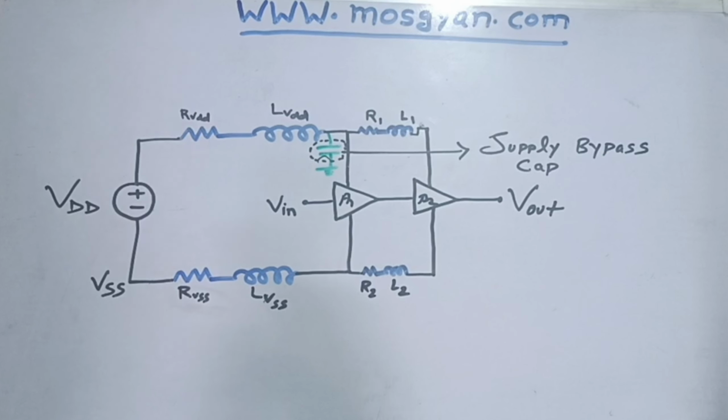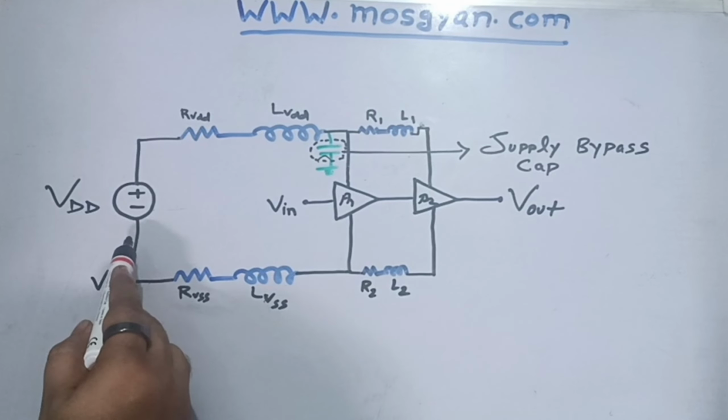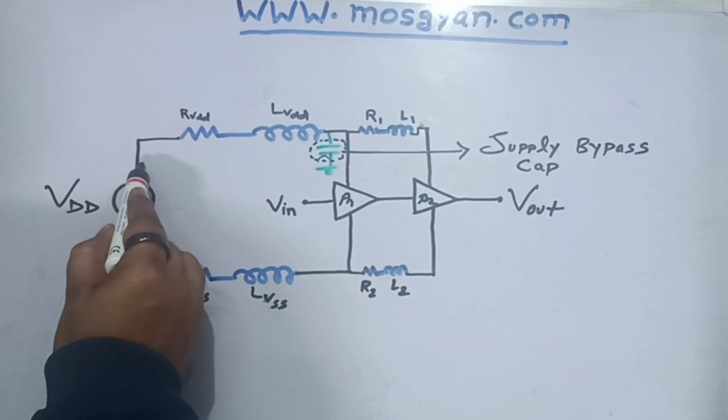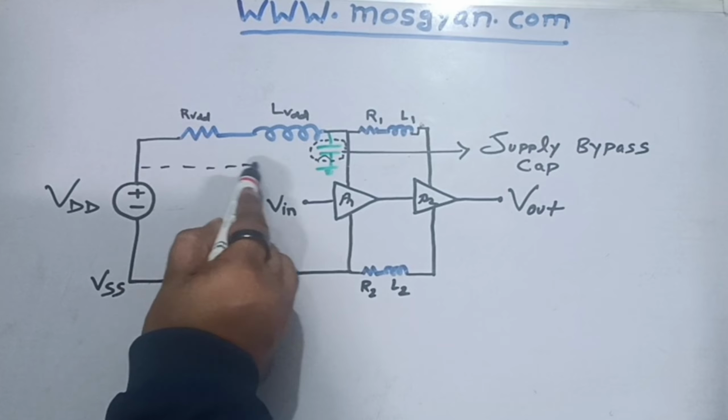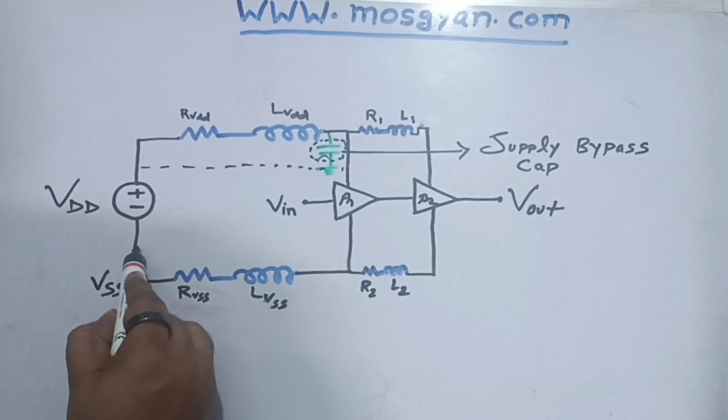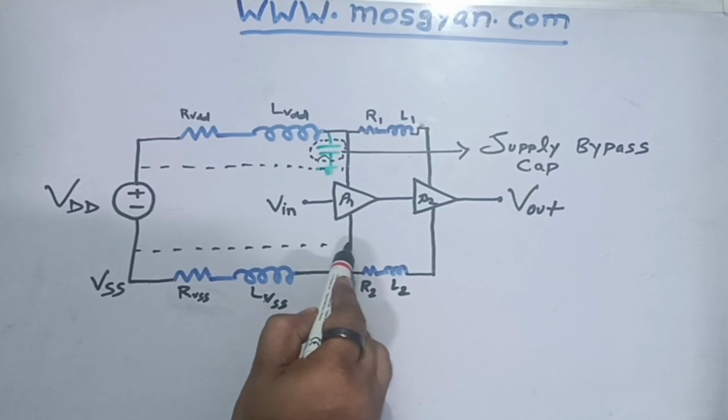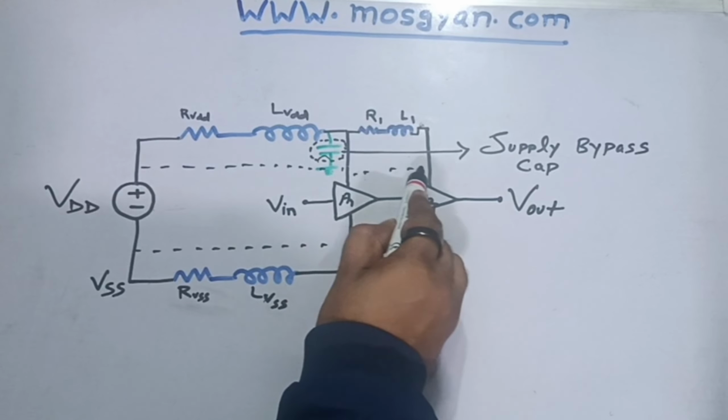Now, in order to make the op-amps operate, we need a proper supply and ground connection, which should be given to both the op-amps. So ideally, we will use one supply and connect this supply directly to the op-amps. Similarly, ground will also be connected to both the op-amps.